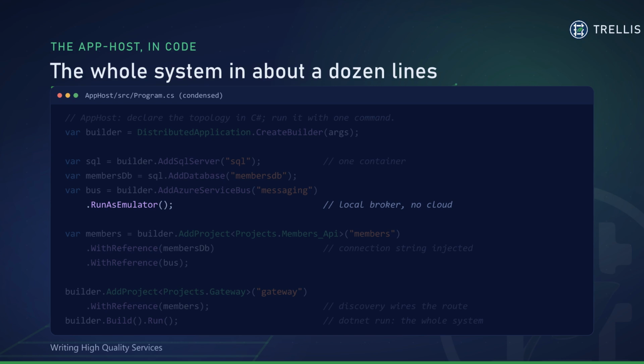Then you add each service as a project, and WithReference wires it to its database and the broker. Aspire injects the connection strings. The gateway references the services by name, and service discovery resolves them. And that's it. dotnet run, and the entire system comes up together.